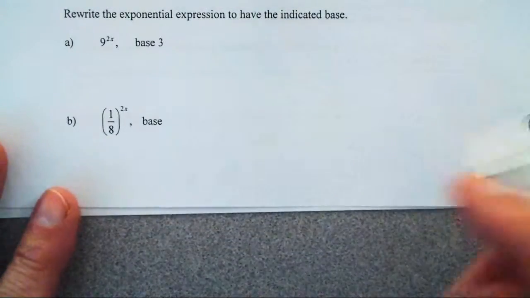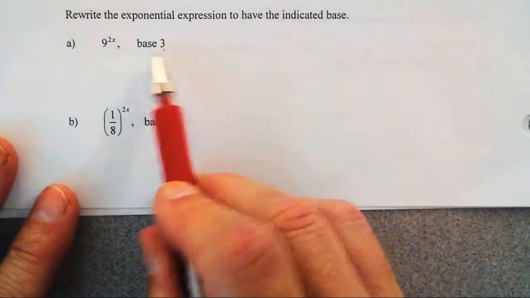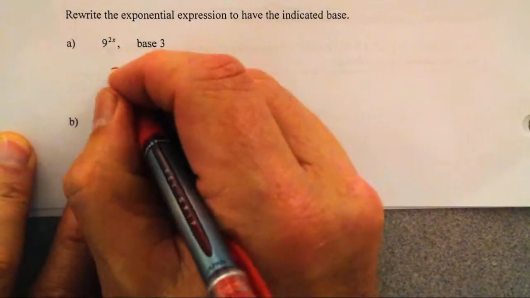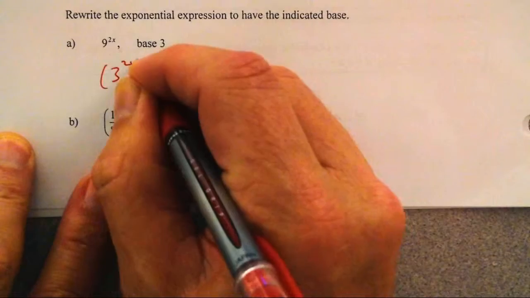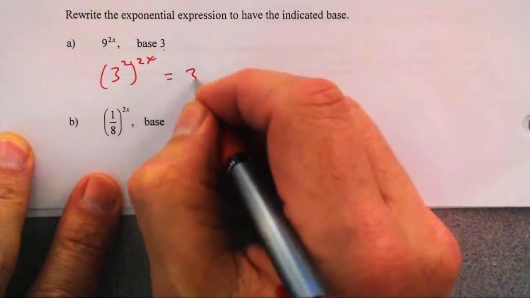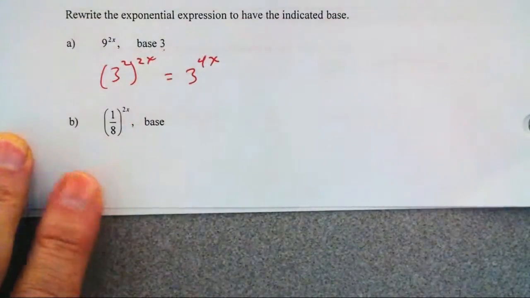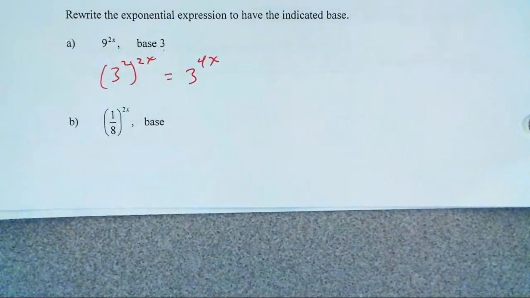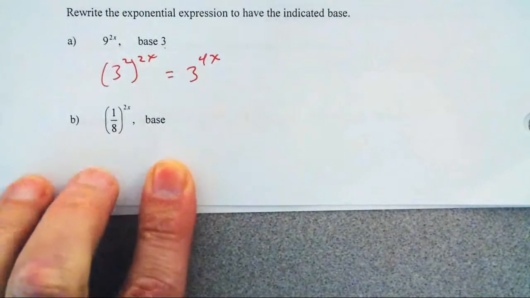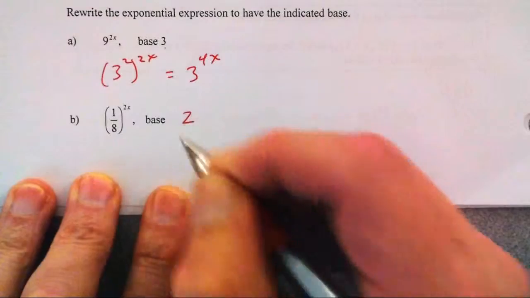Okay, rewrite the exponential expression to have the indicated base, base 3. How convenient. 9 is a base 3 number. This is 3 squared, to the 2x, or 3 to the 4x. Simple. What's harder is when they don't tell you what base to use. No idea why that wasn't there. I'm going to guess that's base 2.